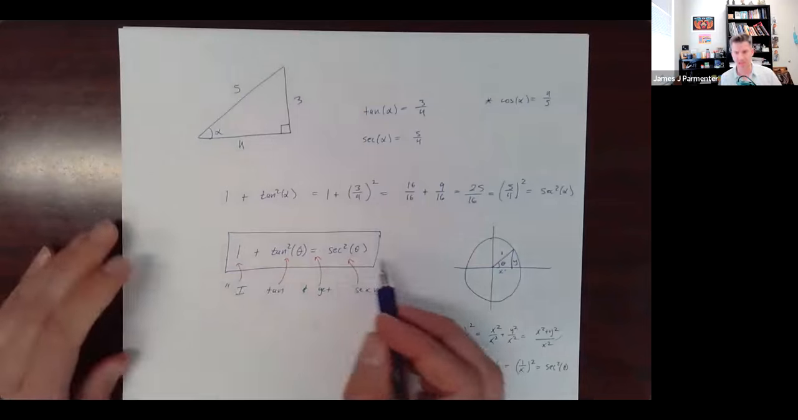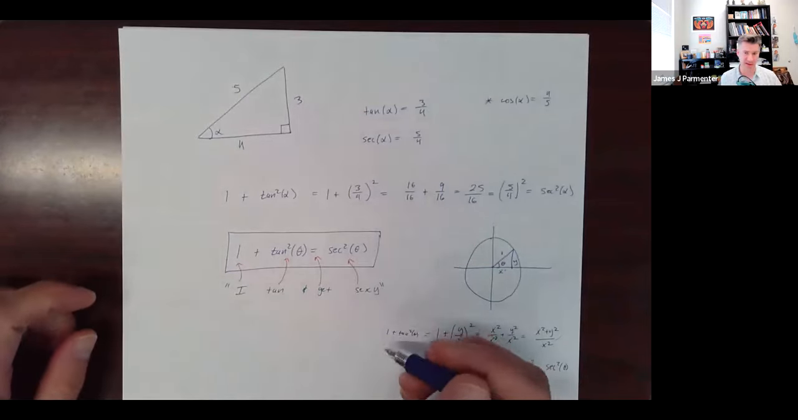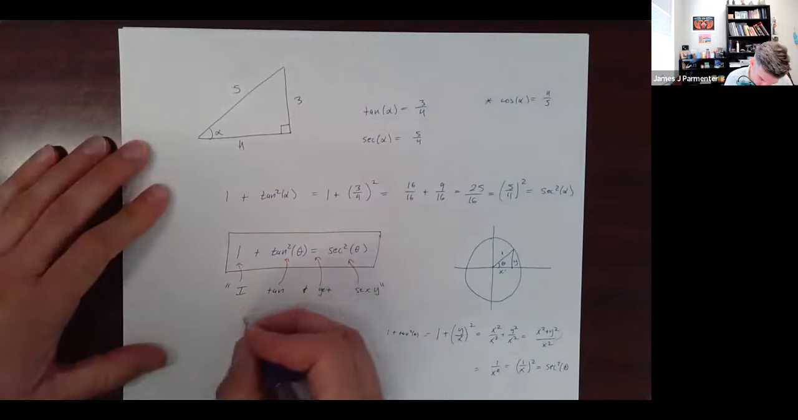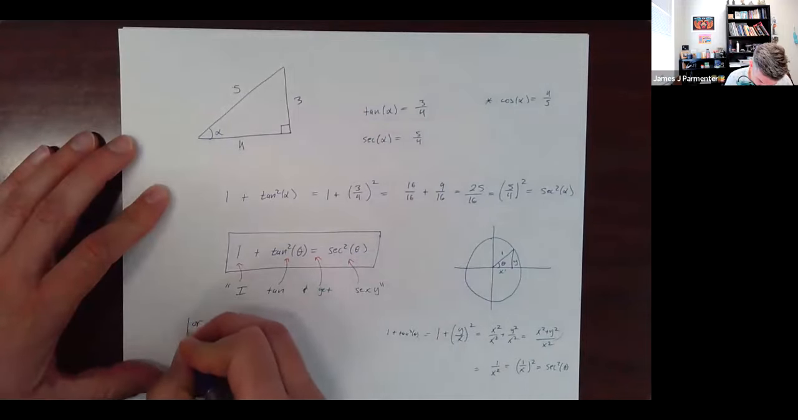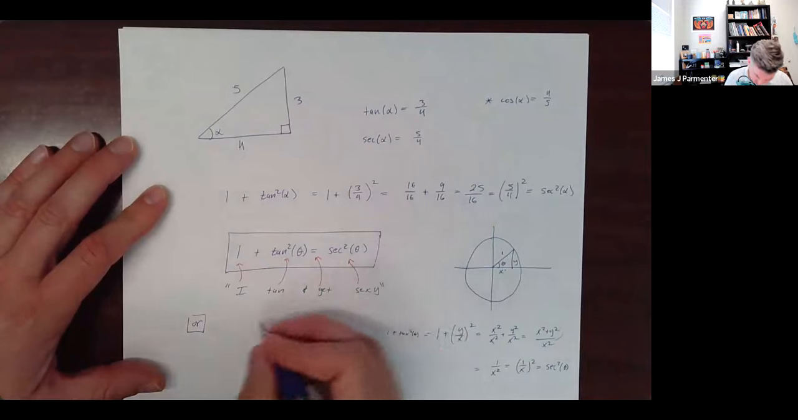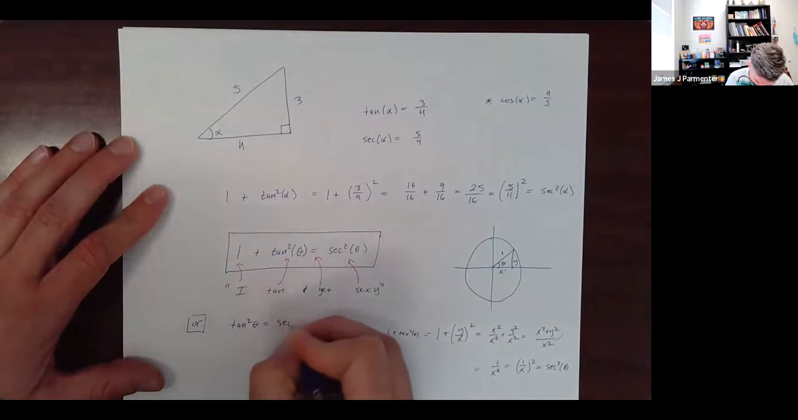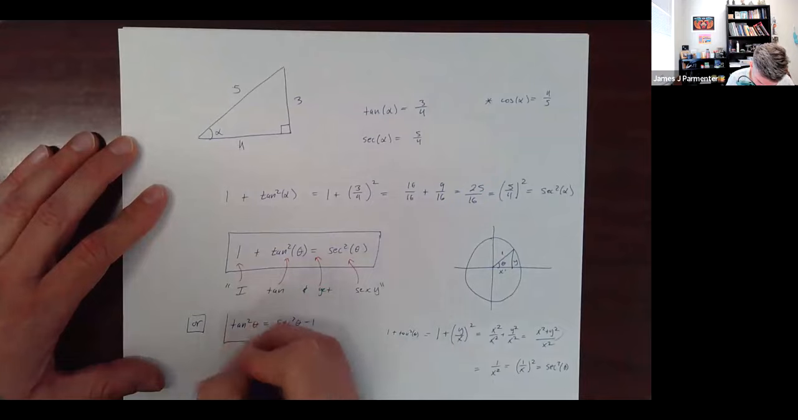In a similar way, you can manipulate this, but nobody ever really writes secant squared minus tangent squared equals 1. Or I suppose people do write the other version of this, subtracting 1 from both sides and writing it as tangent squared theta equals secant squared theta minus 1.